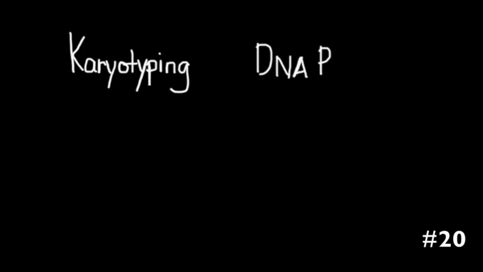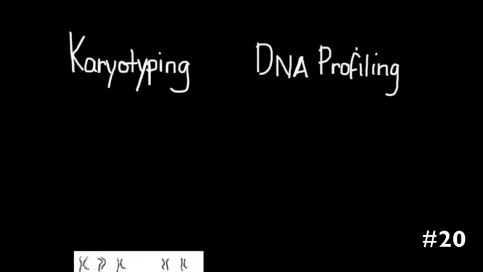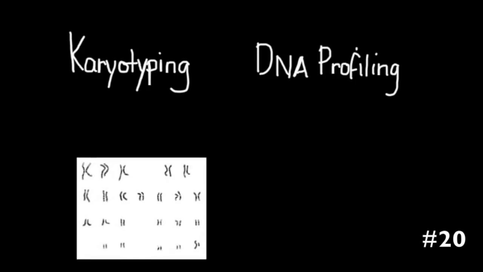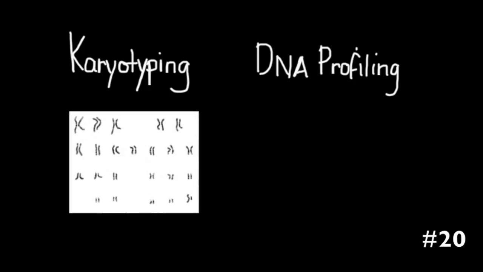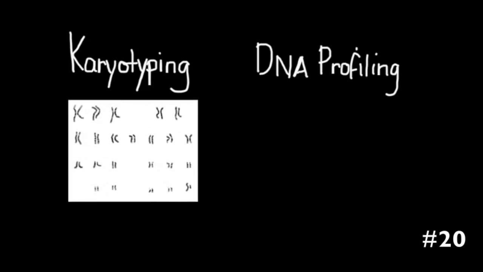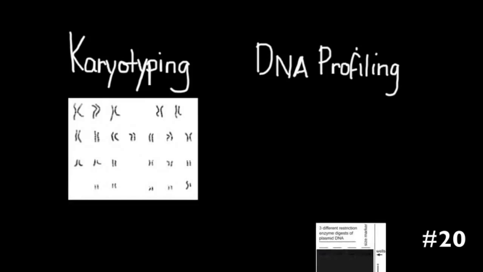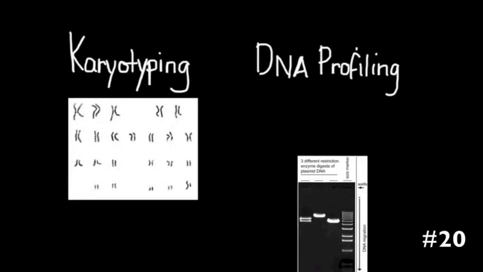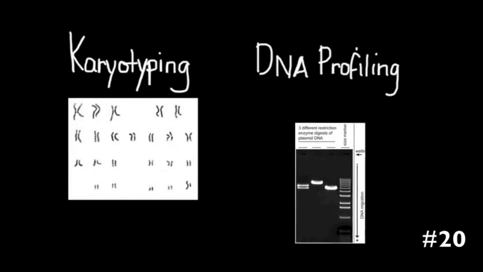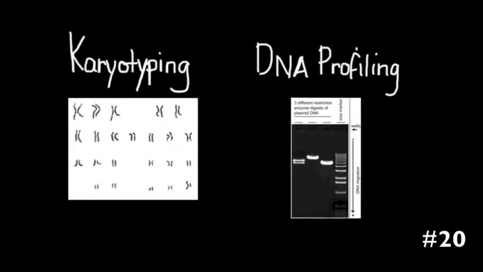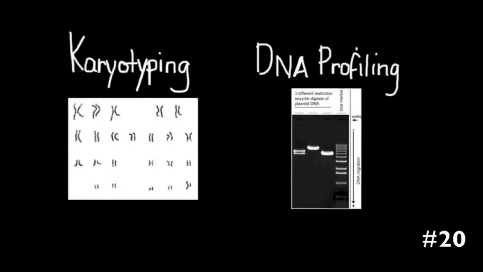Back to genetics and confusion between karyotyping and DNA profiling, or thinking that they're the same thing, which they aren't. In karyotyping, this is when chromosomes are arranged according to size and structure in an image which we call a karyotype. In DNA profiling, in contrast, this is when DNA fragments are separated according to their size using gel electrophoresis, and this enables us to identify a criminal at a crime scene or to determine paternity.